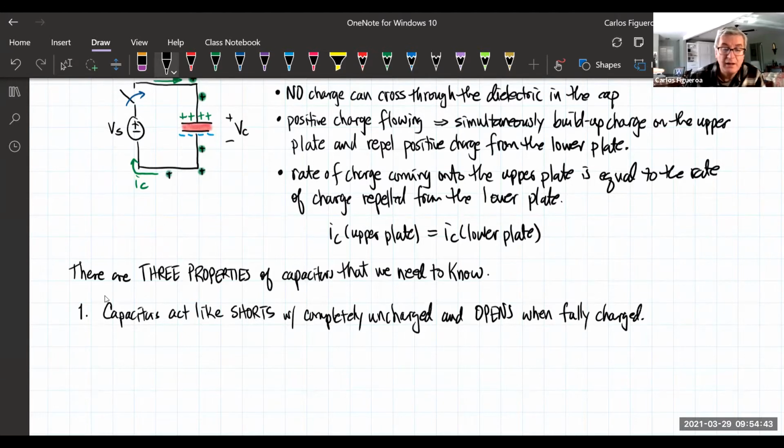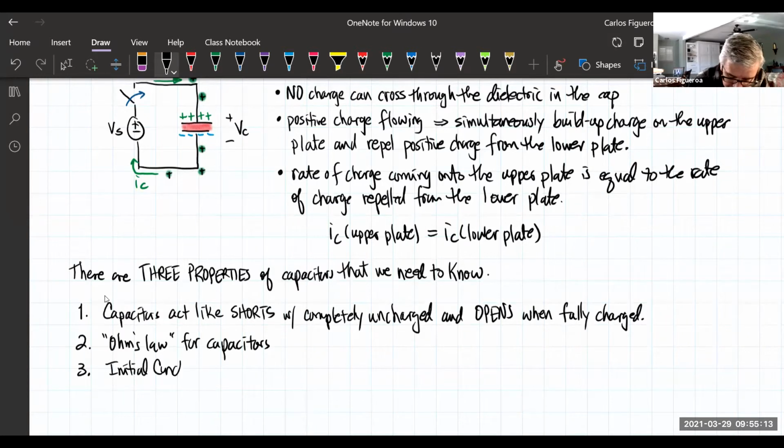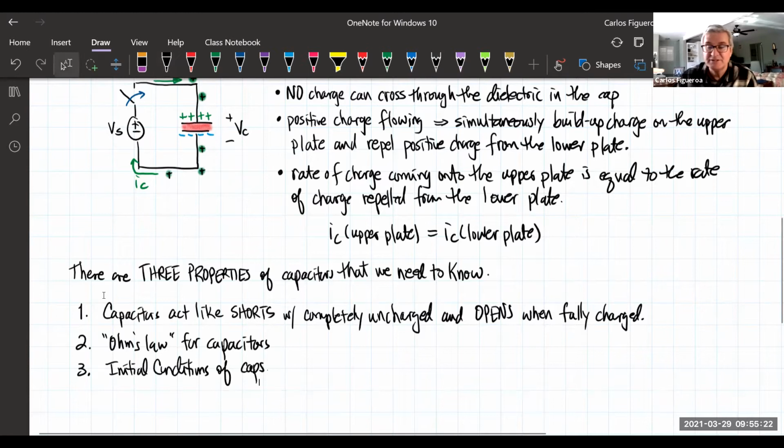So that's one thing that we got to look at. We have to look at Ohm's law, the so-called Ohm's law for capacitors. And then the third thing that we want to do here is look at the initial conditions of caps. Okay, so those are the three things that we got to really pay attention to.